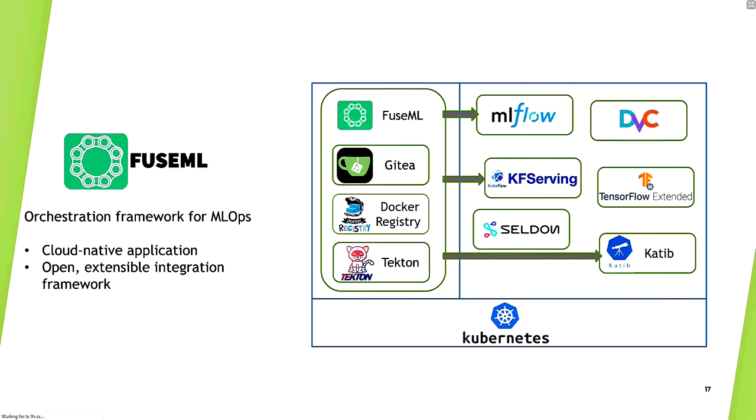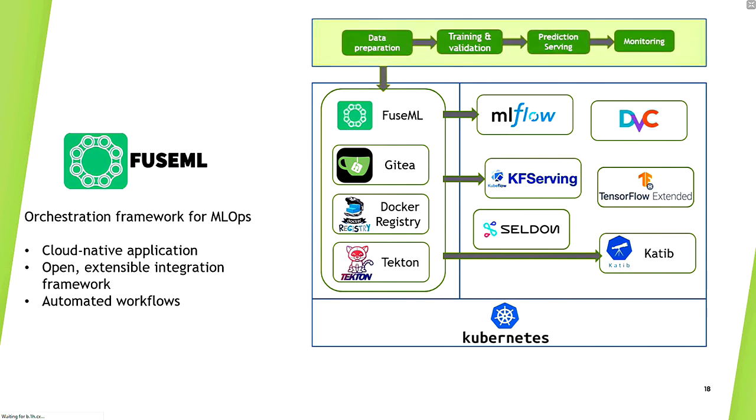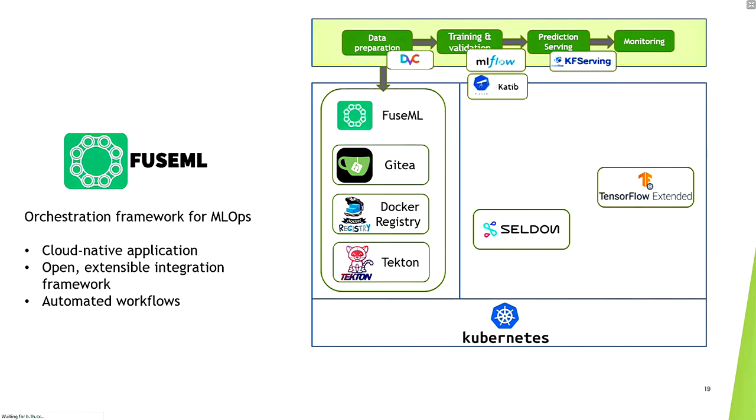FuseML provides a set of extensibility mechanisms that can be used to automatically integrate these tools together and use them to implement automated workflows. That's the other thing that FuseML is, an orchestrator. It can be used to automate the same kind of machine learning workflows that we've been covering. And the way it does that is it uses the tools it integrates with as components to implement all the various stages in the workflow. I have an example here with DVC as a data store, MLflow as a model store, Katib automating the model selection, KF Serving and Seldon are both prediction service platforms. They manage those prediction services.